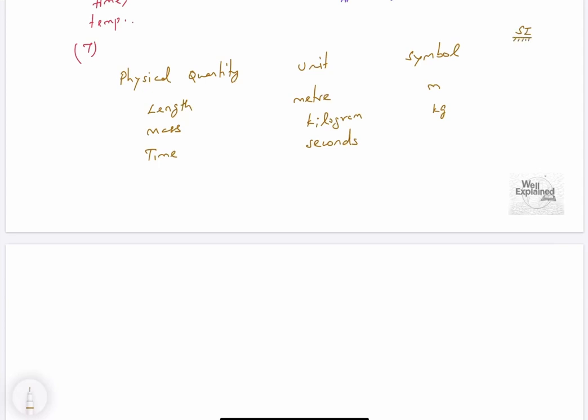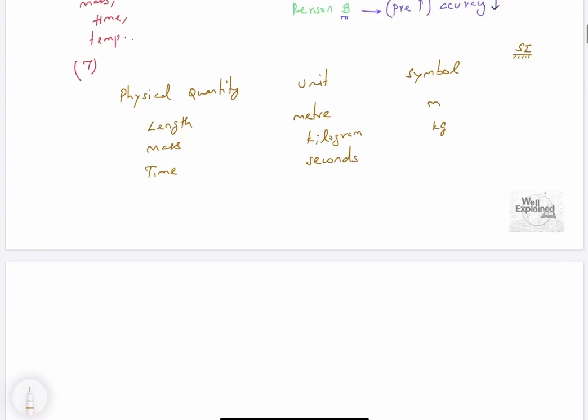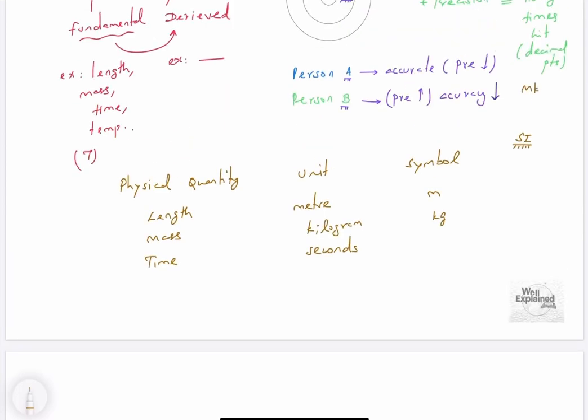It's pronounced in French, but there are also other systems like MKS, which stands for meter, kilogram, second. Then we have CGS, centimeter, gram, second. FPS, force. Oh, sorry, not force. It's actually foot, pound, unit of mass, and second. Then also, yeah, that's it.